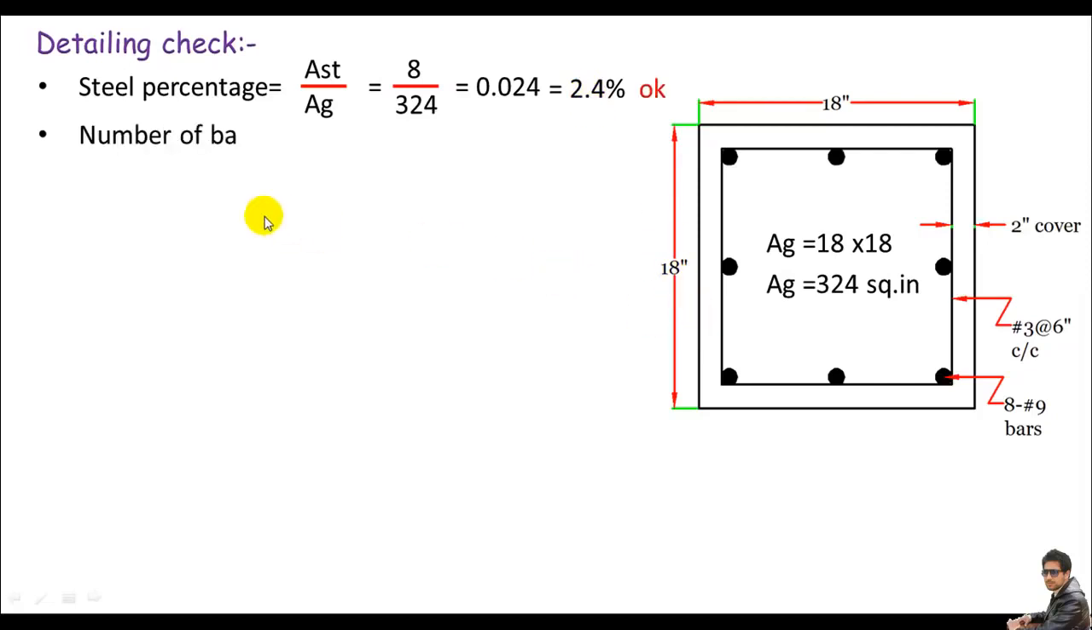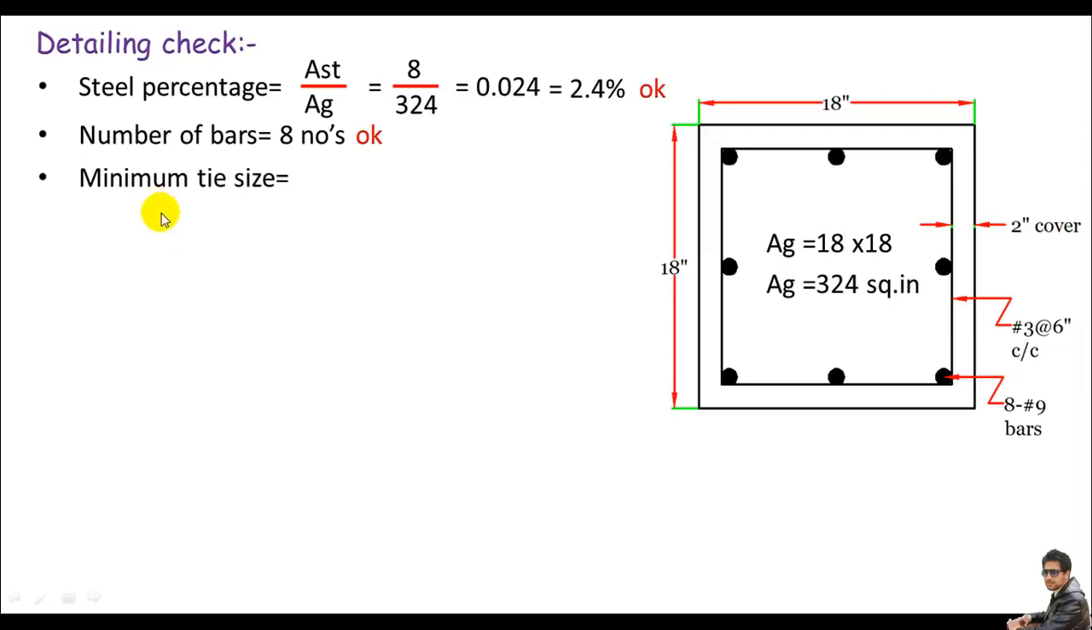And the next thing is the number of bars, which is 8 bars. When you count these black dots which represent the main steel bars, there are just 8 in number. Just look over here. And according to ACI, what's the minimum requirement? At least 4. Of course, this is greater than 4. So we are also okay over here, right?